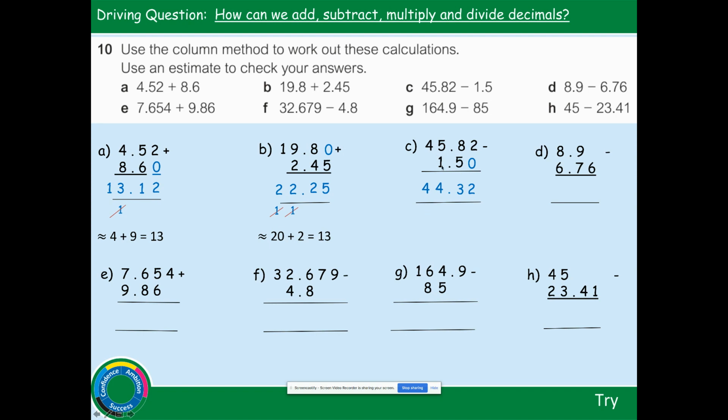We're roughly 46 take away 2, which is 43, and that is fairly close. Sorry, I don't think I talked you through that one. 19.8 is almost 20. Add 2 is 22. Sorry, not 13, that should be 22. I don't know where 13 came from. So 22, that's very close.